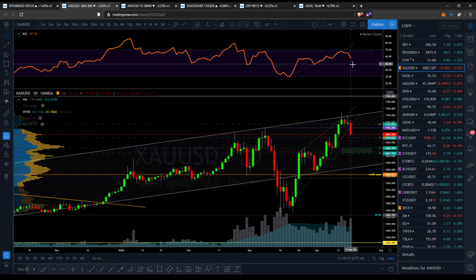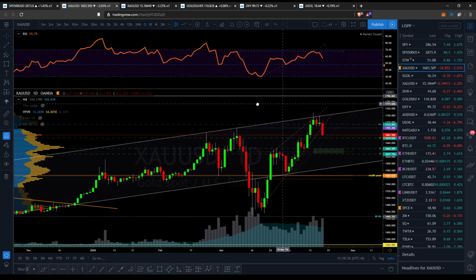and if we hold above it, let's say we come and test it, that's where I'm going to be buying. I'm going to be buying around here if we hold it, and then we bounce and we keep going up. And if we break below it, then I'm out of the trade to see what's going to happen, how long this consolidation will last.